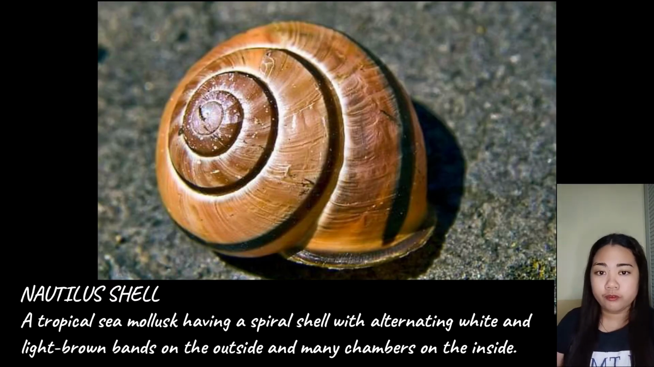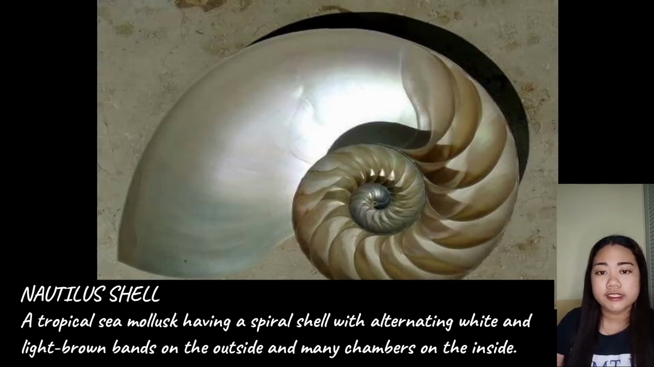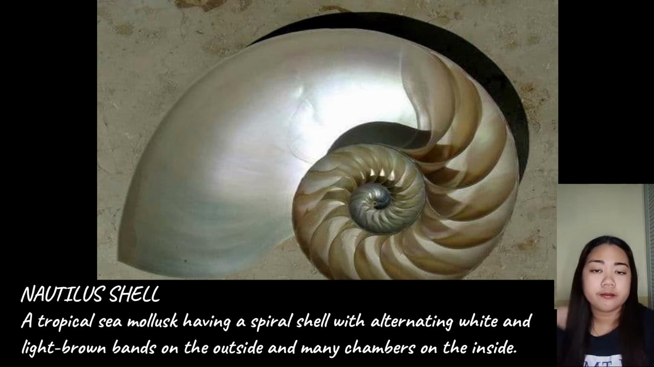And now we move to spirals in shell. A nautilus shell is one of the examples of spirals in shell. A nautilus shell is a tropical sea mollusk having an alternating color which is white and light brown bands on the outside and many chambers on the inside.